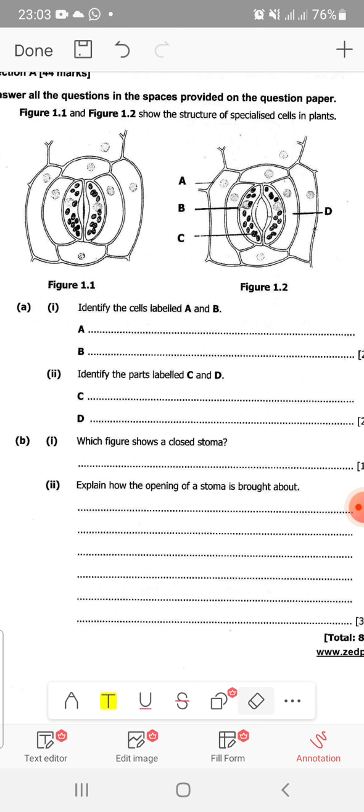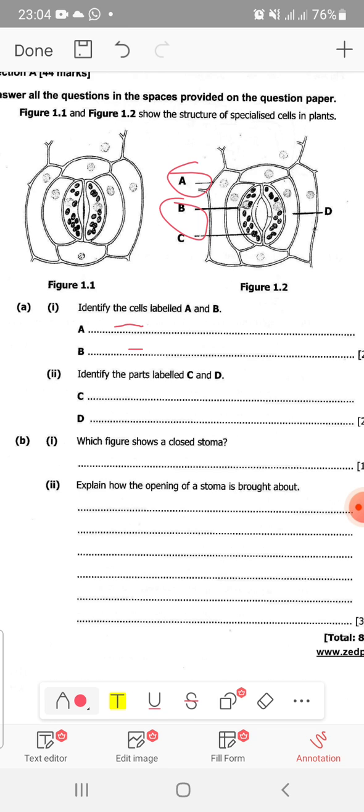If you look at the cell labeled A, that is not a guard cell. A is the epidermal cell, which is near the guard cell. The epidermal cell and the guard cell are both found in the lower epidermis. Then cell B is the guard cell which they are pointing at. So here is the epidermal cell, here is the guard cell.